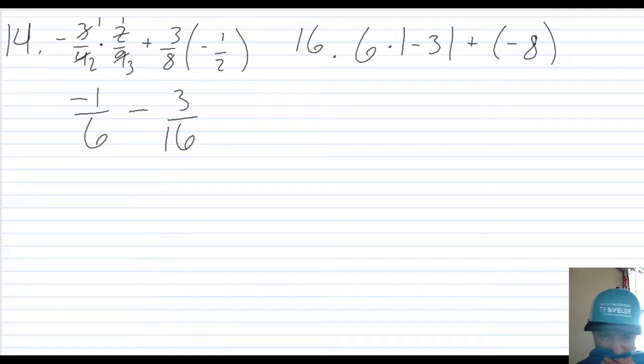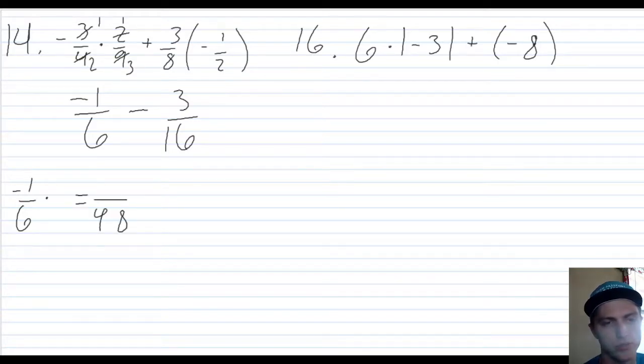And now, in order to add or subtract fractions, they have to have the same denominator. What's the least common multiple between 16 and 6? This is an ugly one. 48. So we get negative 1 over 6. We have to change this to 48. We can do that by multiplying by something. What do we multiply by? 8. Which gives us negative 8 over 48.